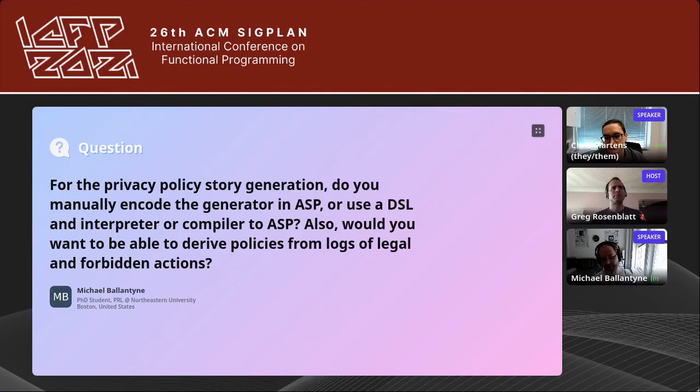Interestingly, we don't really have a DSL. Well, I guess we sort of have a DSL in the sense that we implemented a planner inside of ASP, specifically a narrative planner. So it kind of has a PDDL, if you're familiar with that at all, a planning domain definition language. It has a way of describing actions with preconditions and effects. That's the short of it.